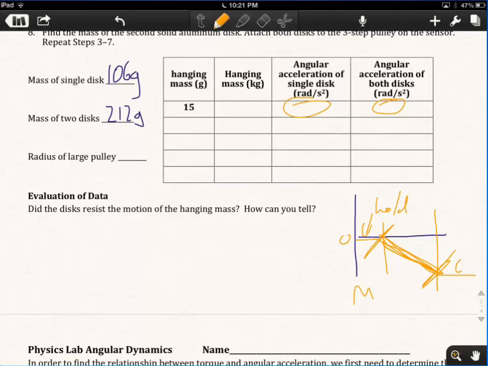Then change the mass, whatever it is, change it. You can go 20, you can go 25, you've got to change it a few times. And again, you're going to test a single disk and both disks, a single disk and both disks, a single disk and both disks. So you're going to have several trials to do where you collect data.